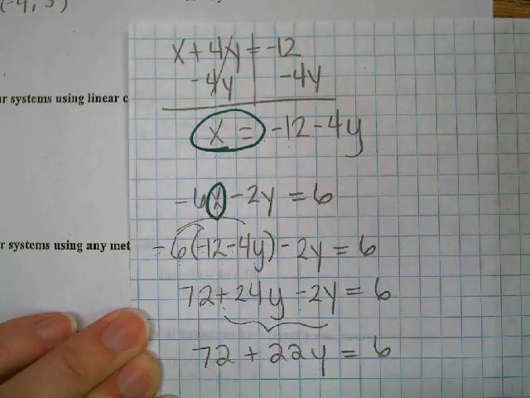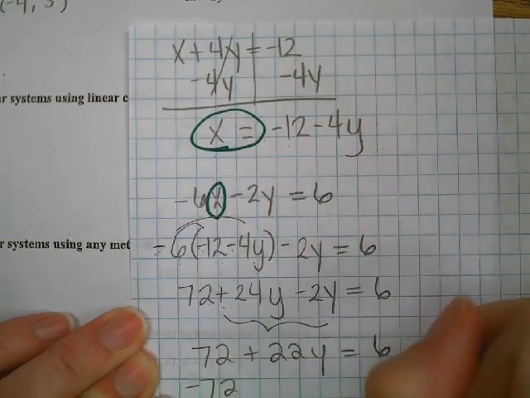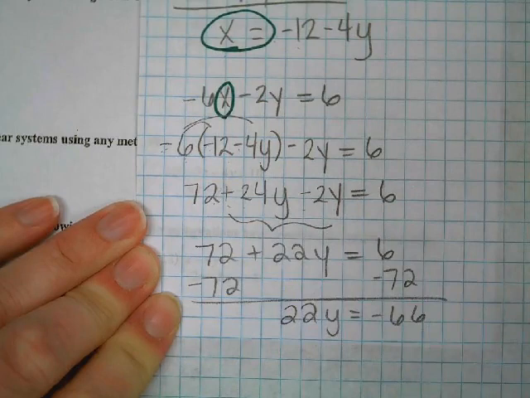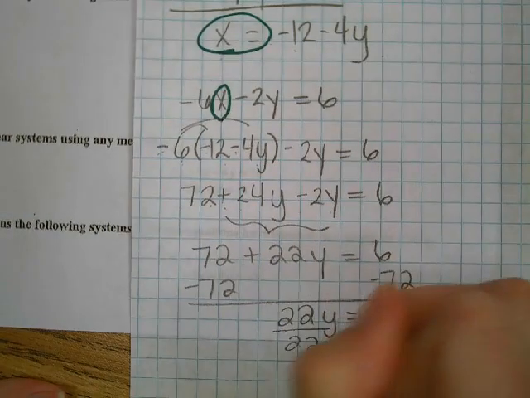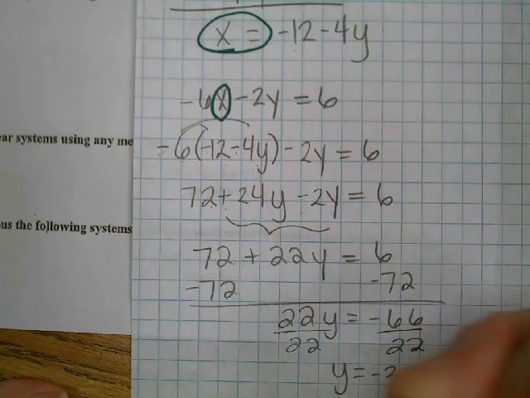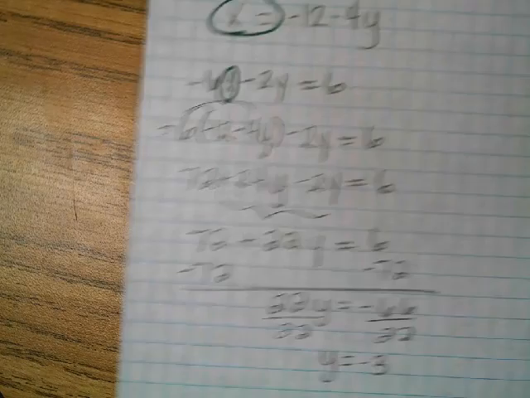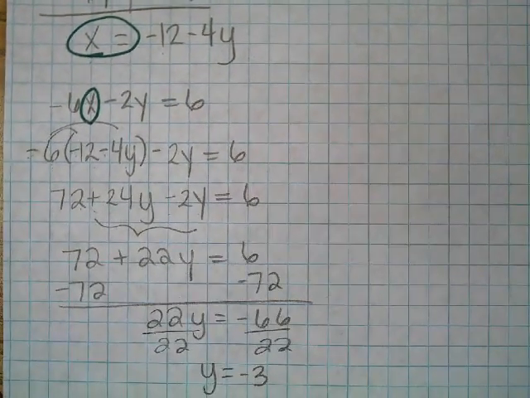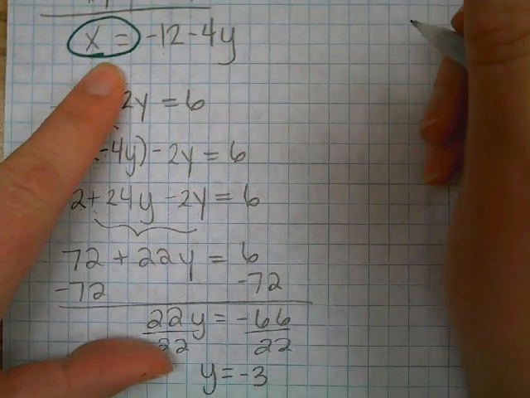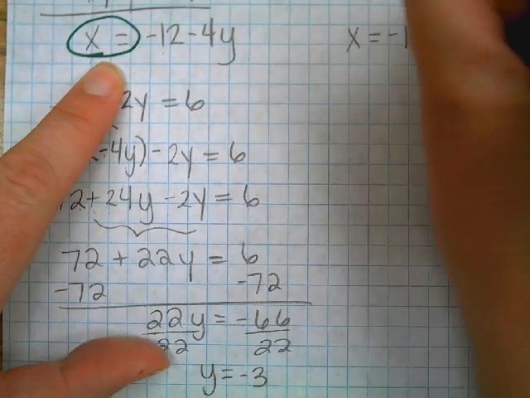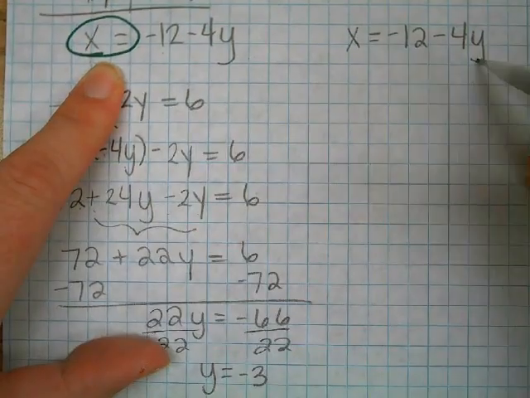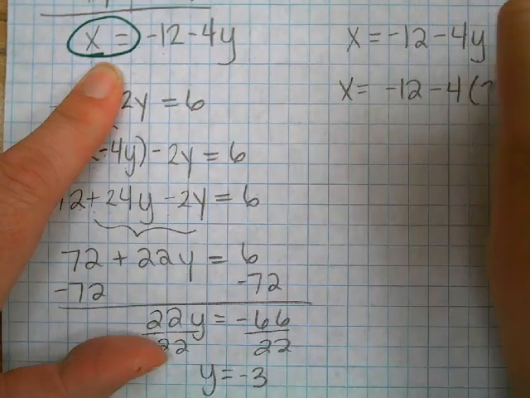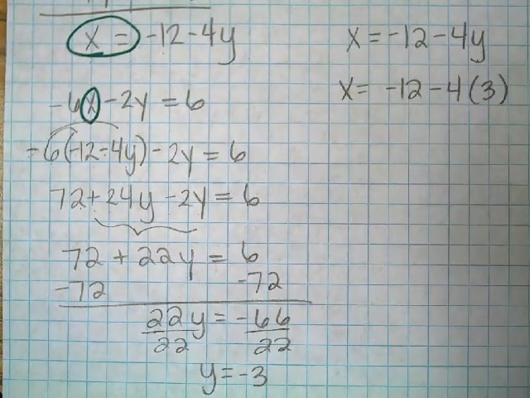Then you're going to subtract 72 from both sides. So 22y equals negative 66. And then divide both sides by 22, and you'll get y equals negative 3. And since you now solved for y, you can now get x. So remember all the way up here we said x equals negative 12 minus 4y. Well, if I know that y is negative 3, I could plug that in and solve for x.